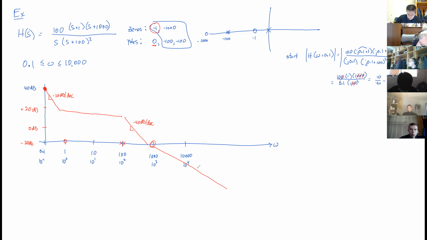And since it hits no more poles or zeros, it'll continue on that way forever. So that is all that a Bode plot is. The rules for doing the phase are really similar.